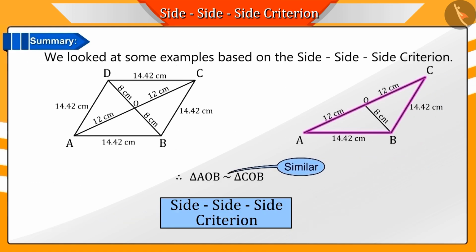Today, we saw some interesting examples based on the side-side-side criteria.